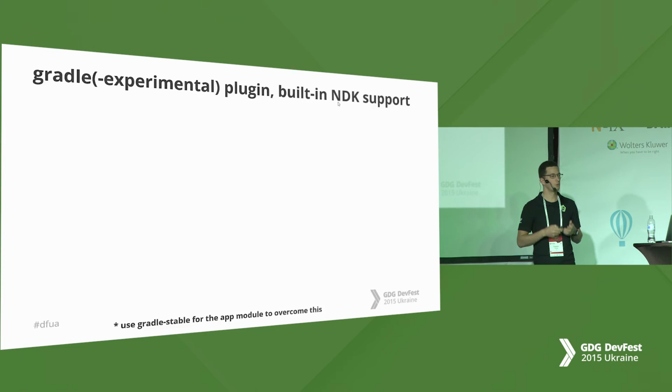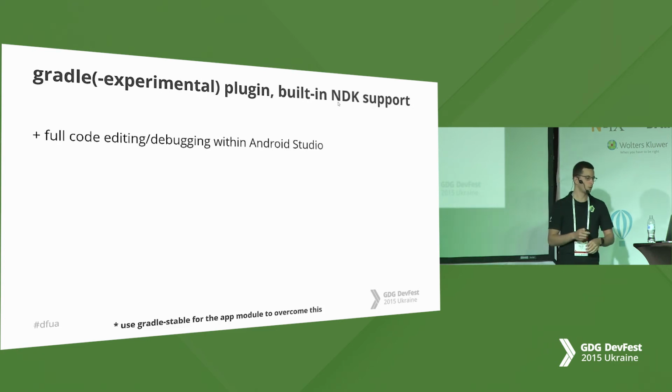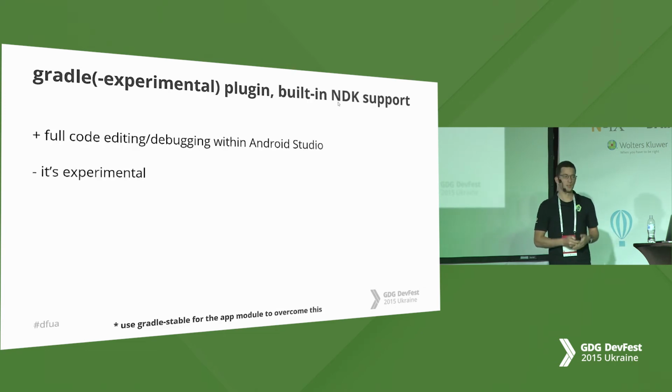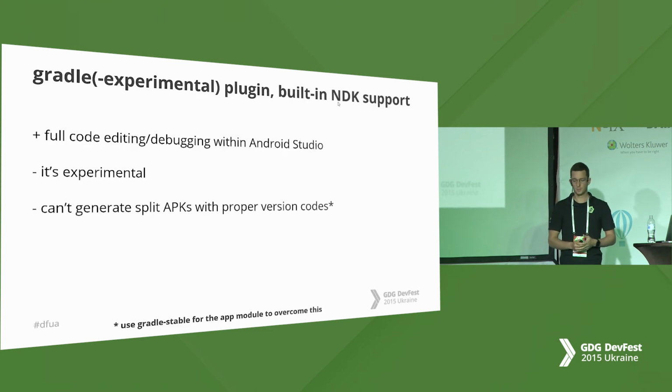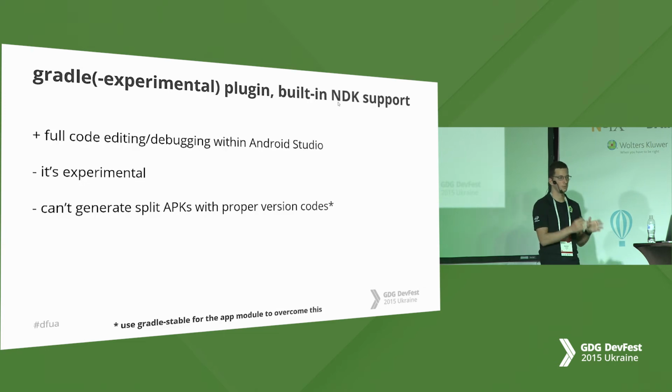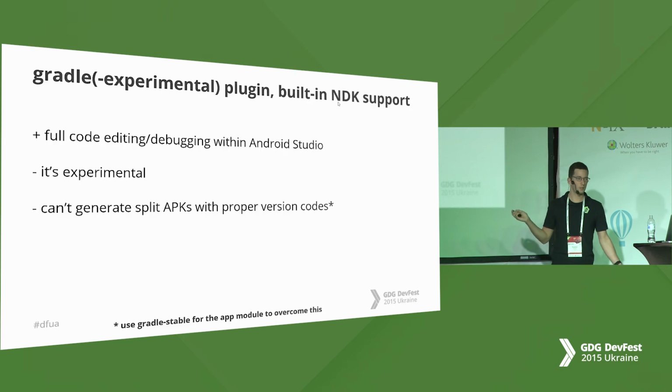Then, if you switch to the Gradle experimental plugin, you have the full code editing and debugging I've demonstrated earlier with the small videos, but it's experimental. But honestly, it's not that bad. It's much better than the deprecated one. But you can't generate split APKs, so one APK per CPU architecture, for example, with proper version codes, because you need to give different version codes for each of these APKs, and it doesn't support it right now. I hope it will get fixed.